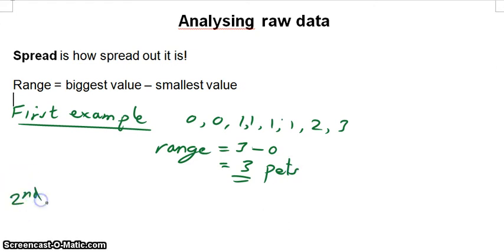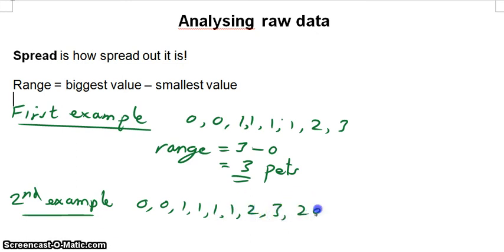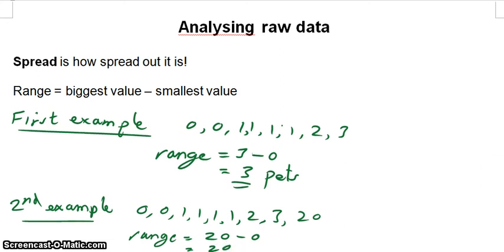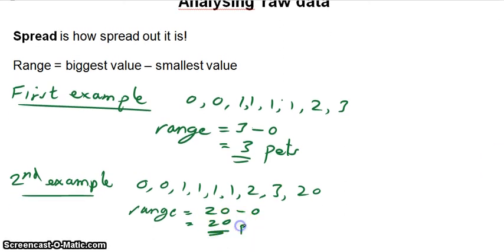For the second example, we had 0 and 0 and 1, lots of 1s, we had a 2, we had a 3, and then we had a 20. So you can see just by having this large number on the end, the biggest number is now 20, the smallest number is now 0, so the range this time is 20. Which definitely tells you that the data is much more spread out. It's not quite as consistent, it's not quite as close together. That's called the spread, and the other one was called the central tendency. All done.